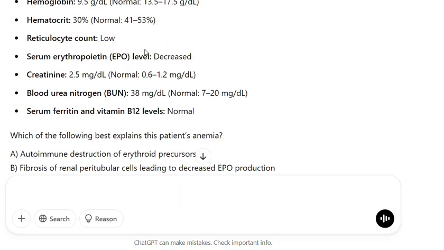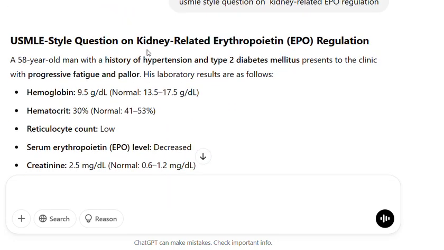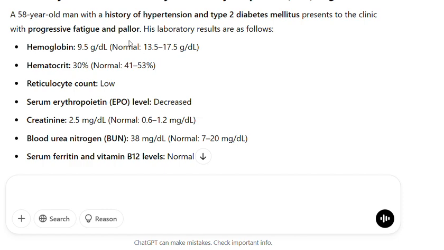USMLE style question on kidney-related erythropoietin, EPO, regulation. A 58-year-old man with a history of hypertension and type 2 diabetes mellitus presents to the clinic with progressive fatigue and pallor. His laboratory results are as follows.